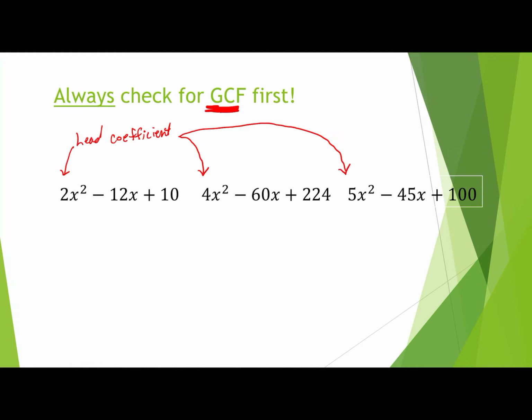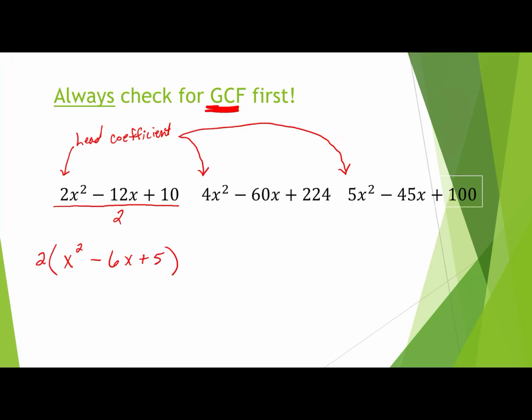So hopefully you recognize, all right, all three of these terms are divisible by 2. So if I factor that out, I get a simplified expression of x squared minus 6x plus 5. Okay, now the 2 is part of the answer. So make sure you don't just let it disappear or fall off the face of the earth sometime.